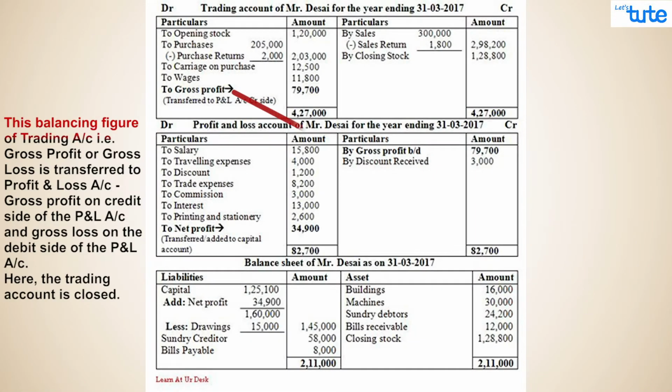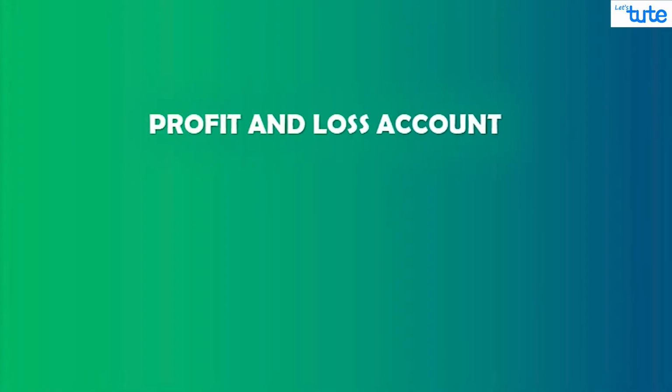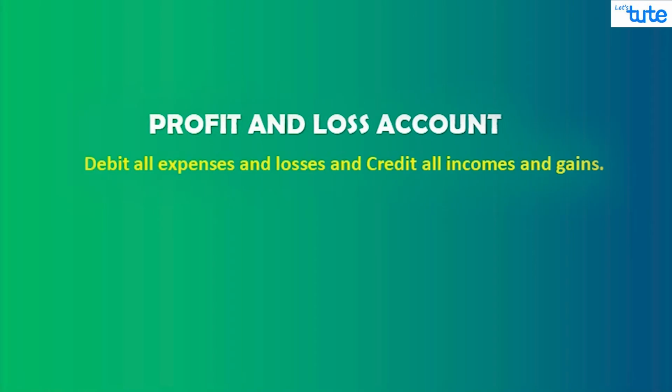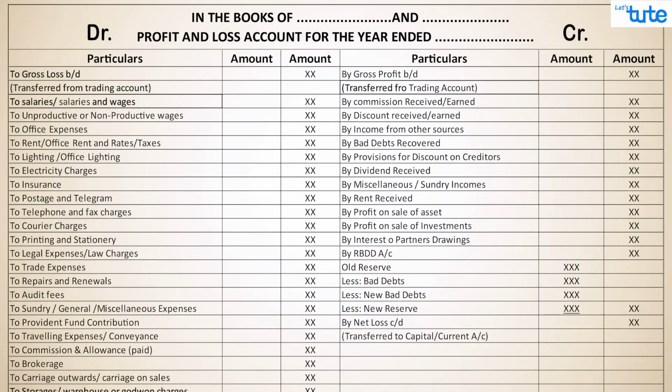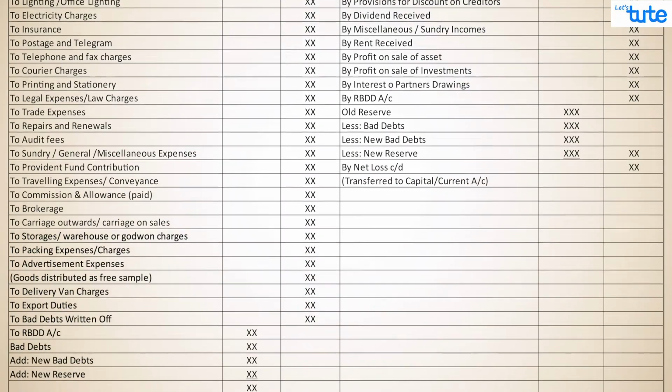This balancing figure of trading account, that is gross profit or gross loss, is transferred to profit and loss account, gross profit on credit side of P&L account and gross loss on debit side of P&L account. Here the trading account is closed. Moving further, after trading account, we need to prepare profit and loss account. This is also a nominal account, so debit all expenses and losses and credit all incomes and gains. This is the pro forma of profit and loss account.